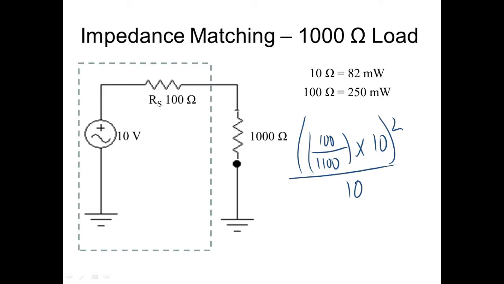Of course, y'all said 82. My math said 83, and then I put 82 up there, but that's okay. So what did y'all come up with? I think it's around 82 milliwatts again. Right? 82, 83 milliwatts. So when do we get maximum power transfer?